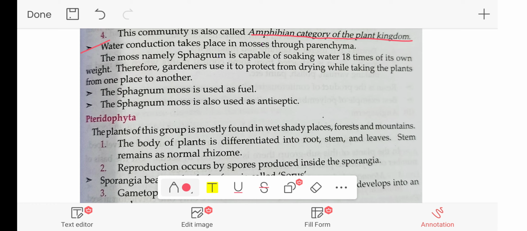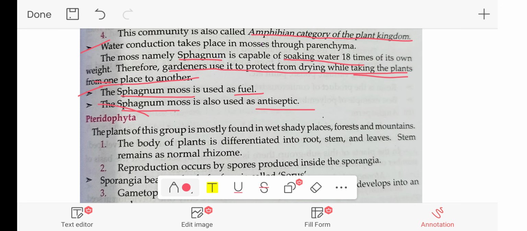The moss, namely sphagnum, is capable of soaking water 18 times its weight. Therefore, gardeners use it to protect plants from drying while taking them from one place to another. So sphagnum is very important. Sphagnum moss is used as fuel also. Sphagnum moss is also used as an antiseptic.